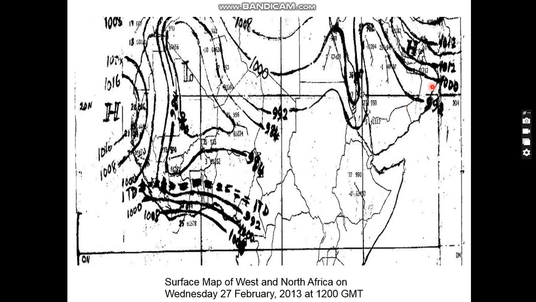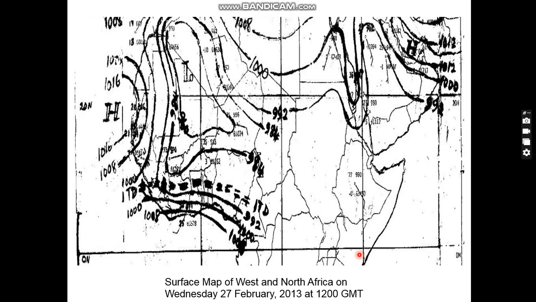All right, so that's all about this. The same is done over here. 1000, 1012 and a high. So until the analysis is completed. And that is how this one is analyzed, West and North Africa.